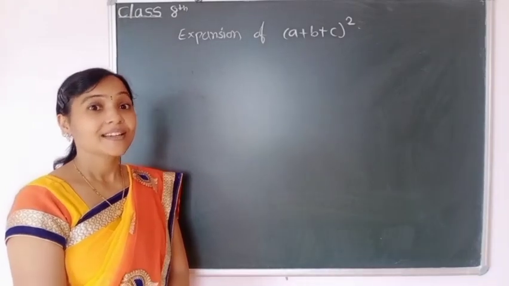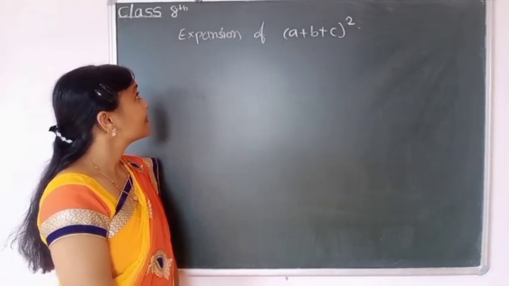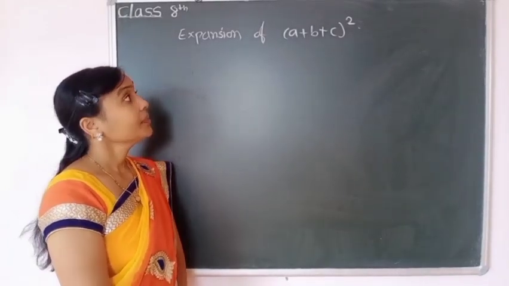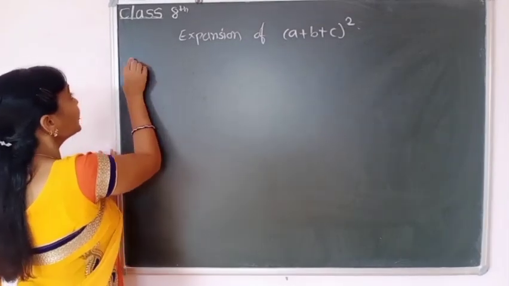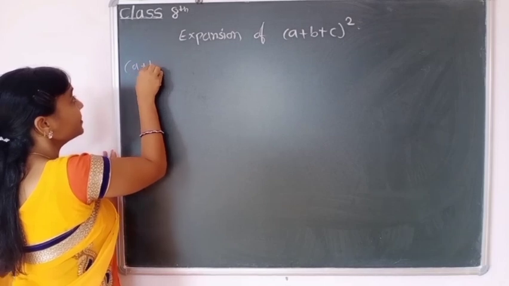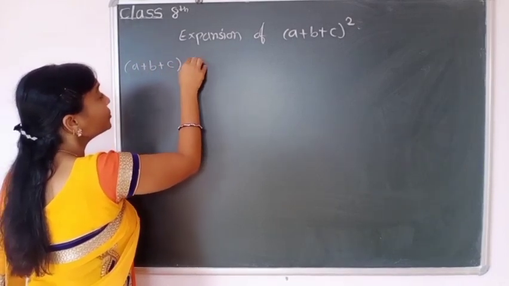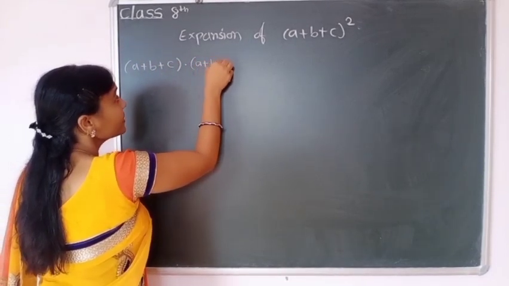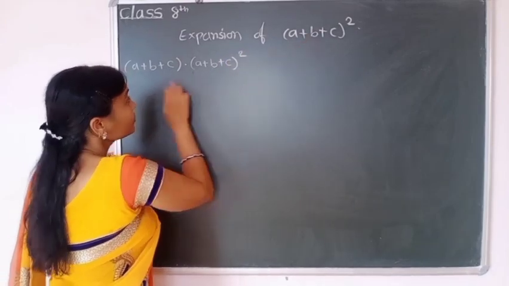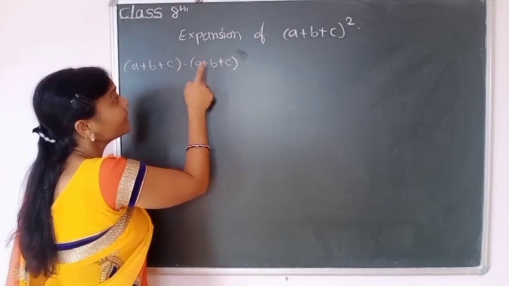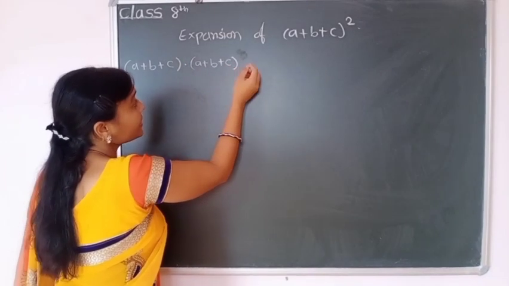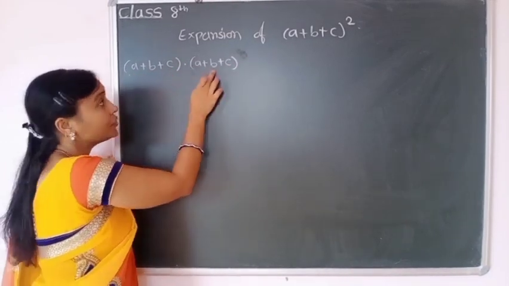Good morning students. Today we are seeing the expansion of (a + b + c) whole square. So first we write down (a + b + c) into (a + b + c). This is the square, so we write it like that: (a + b + c) into another bracket (a + b + c). Then we multiply this bracket to this bracket.